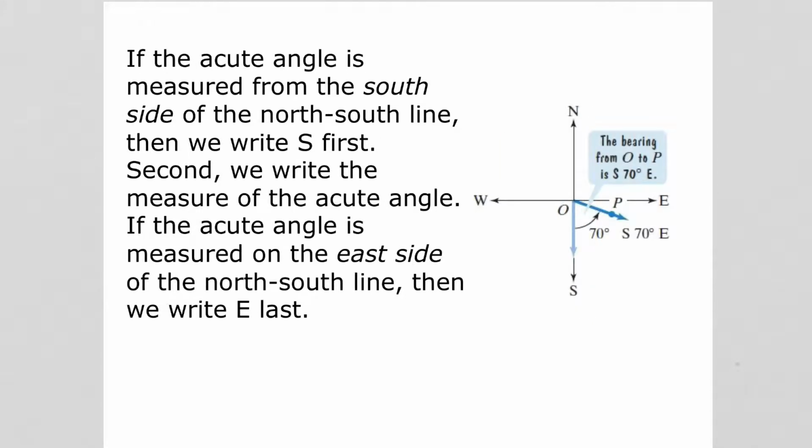So like this one here, it's 70 degrees from our vertical line. So we say it's south because it's down below the x or horizontal axis. We say it's south 70 degrees east.